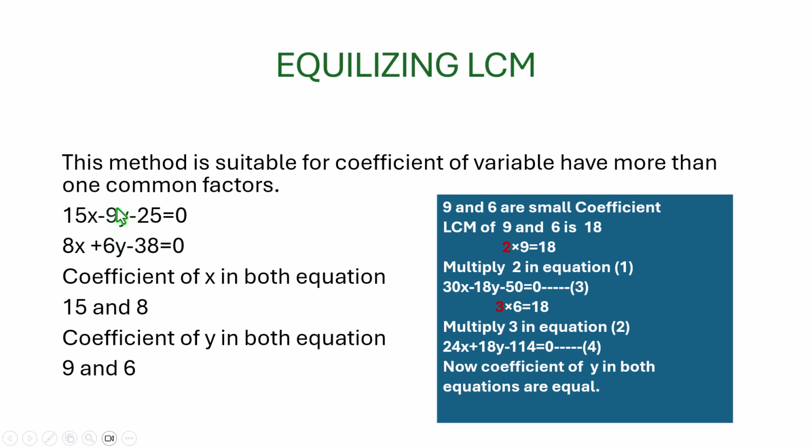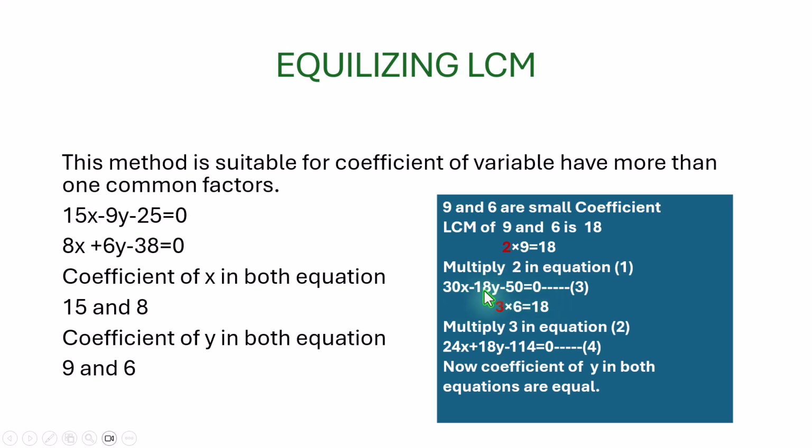So the first equation is multiplied by 2 and the second equation is multiplied by 3, because here the LCM is 18. The first equation multiplied by 2 gives 18y. The second equation multiplied by 3 gives 18y. So 24x plus 18y minus 140 is the fourth equation. The second equation multiplied by 3 gives 13x minus 18y minus 15 is equal to 0.